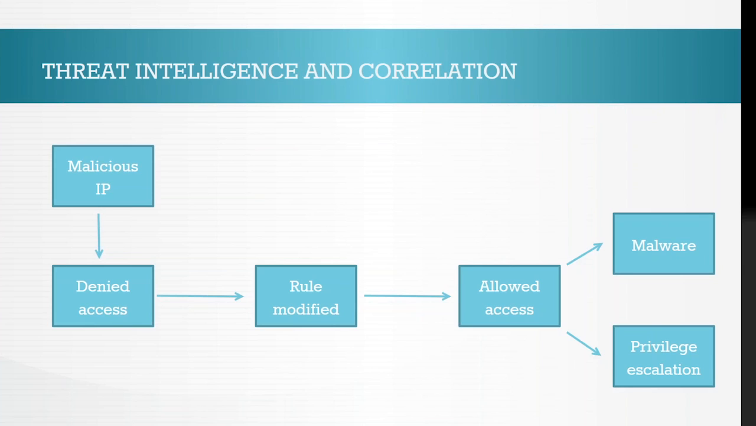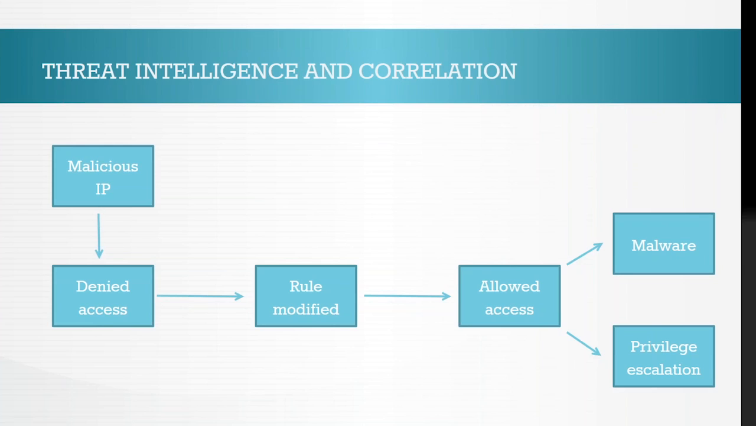So you can correlate the malicious IP address hitting your network along with the chain of events that follows. For example, if a malicious IP address is trying to access a particular server on your network and gets access denied by your firewall, but someone on the inside modified a firewall rule to allow that malicious IP address to access your server, then you might have an attack underway in your network, which could involve the installation of malware, or like we saw in the previous example, maybe an escalation of privilege.